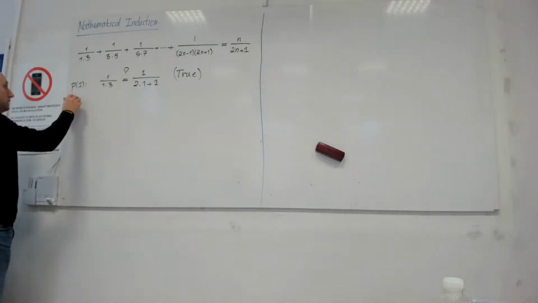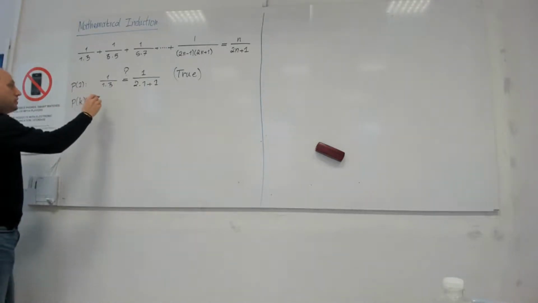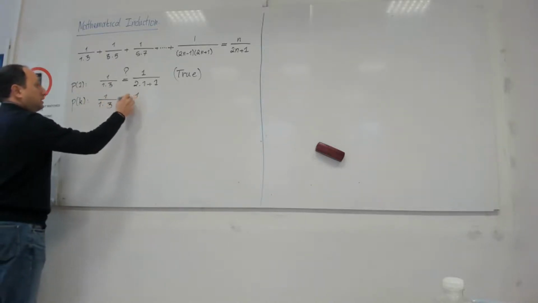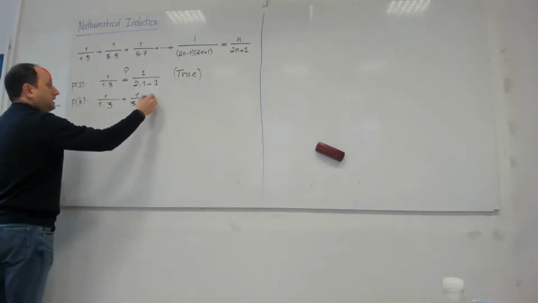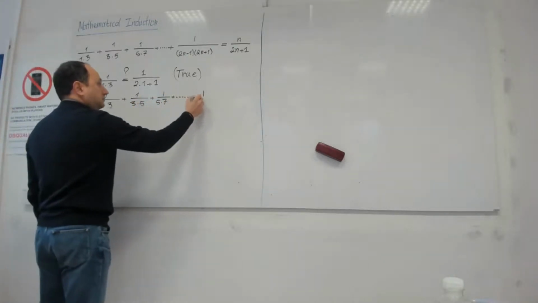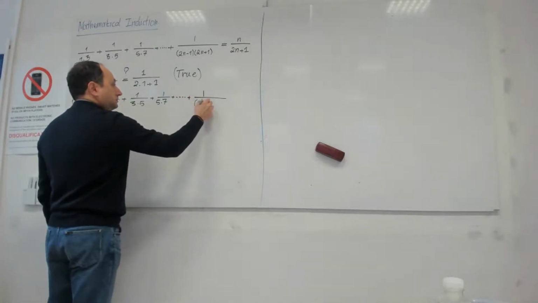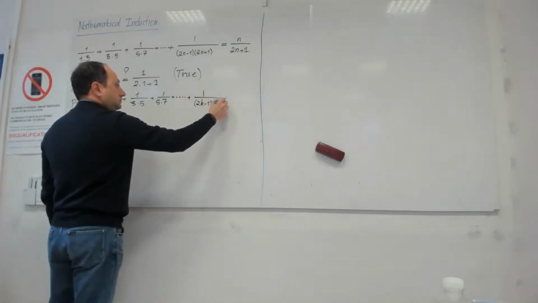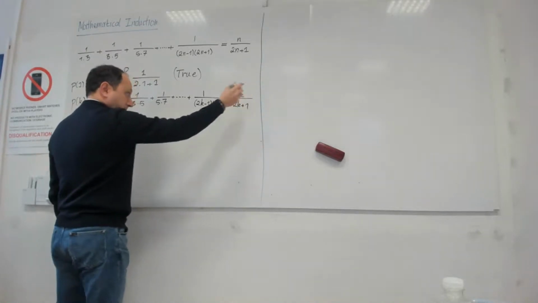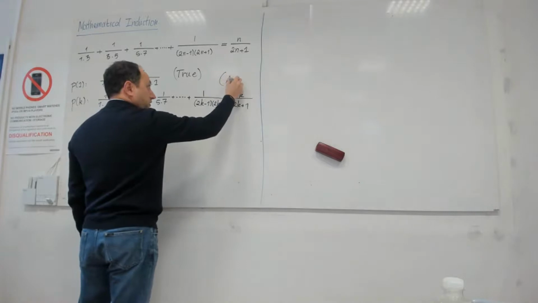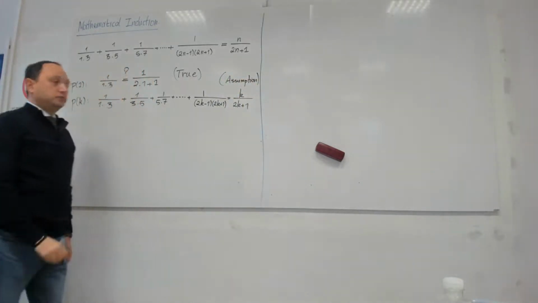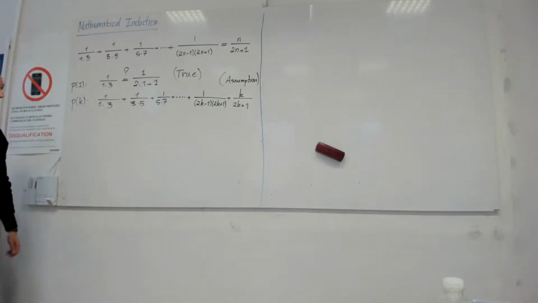Now I assume that P(k) is true. It's very easy. Just write everything, copy-paste, except that you replace n with k everywhere. So this is your assumption. I know that this is true. I assume that this is true.